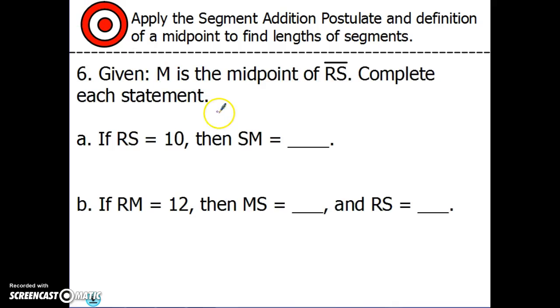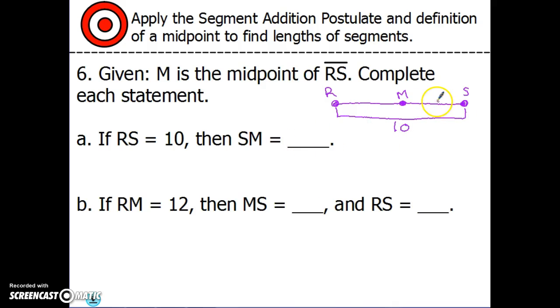So let's see if we can do a problem with that. Question 6 says, given that M is the midpoint of RS, complete each statement. So we should draw a diagram, right? Because I said that like a million times. It's really important to make sure that you know exactly what's going on. So RS, now M is the midpoint, so I'll go ahead and put that right in the middle between those.